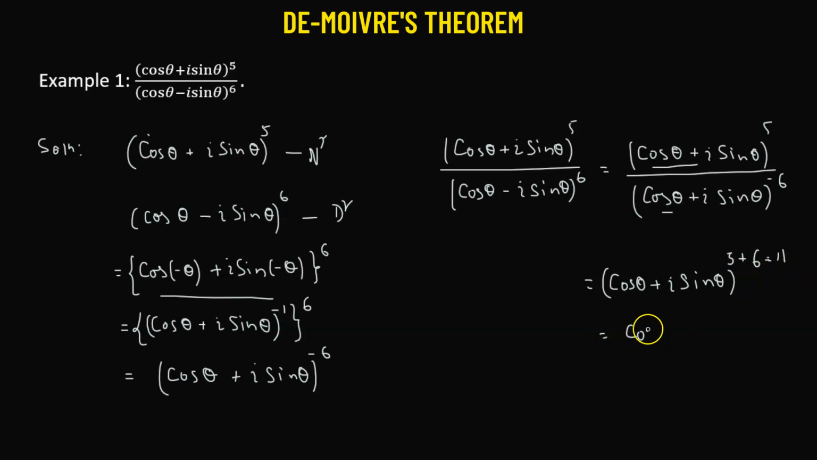So that means we have (cos θ + i sin θ) raised to the power of 11, and using again De Moivre's theorem, we're going to get cos 11θ + i sin 11θ.